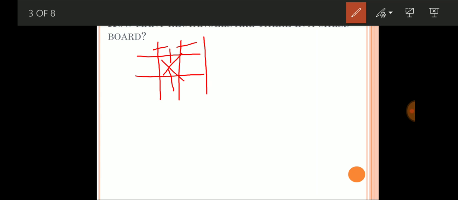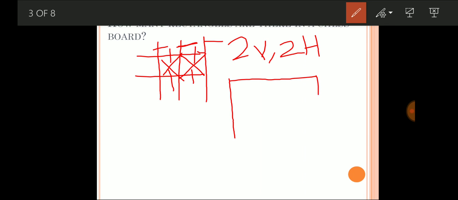Similarly, if I draw another vertical line here, these 2 vertical lines and these 2 horizontal lines give us another rectangle. So obviously 2 horizontal lines and 2 vertical lines give us one rectangle. They've asked you for an 8 cross 8 grid, or a chessboard. So we should try to find the number of horizontal lines and the number of vertical lines in the chessboard.